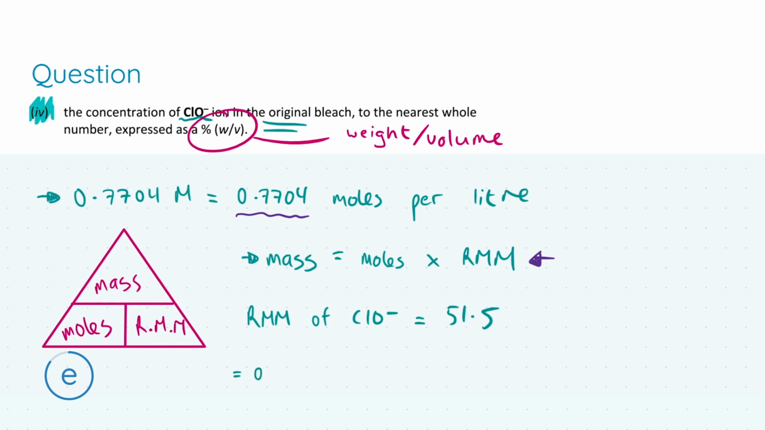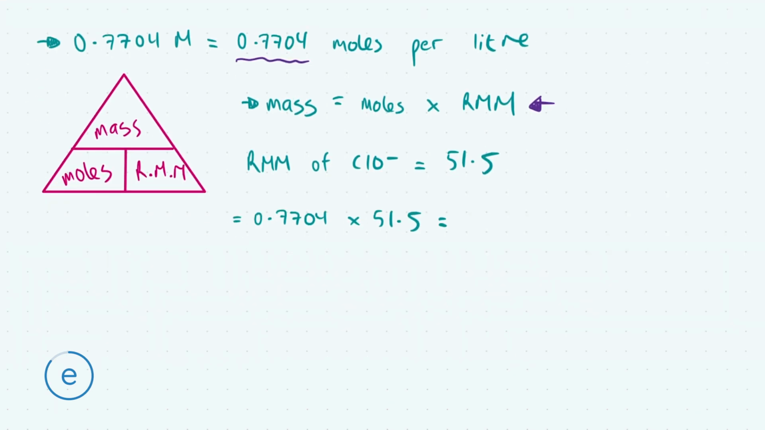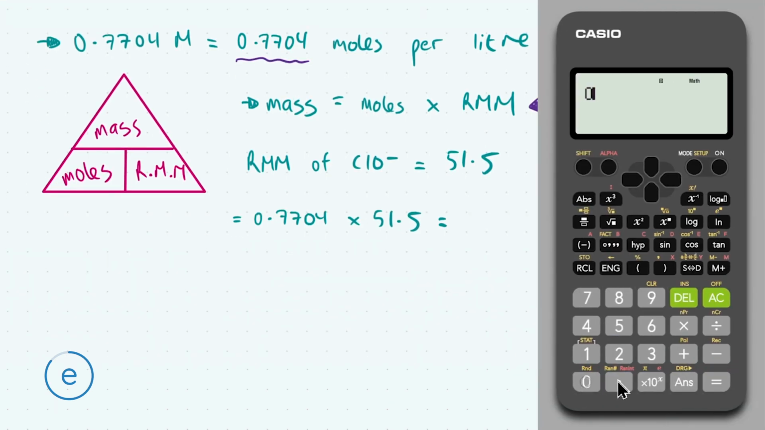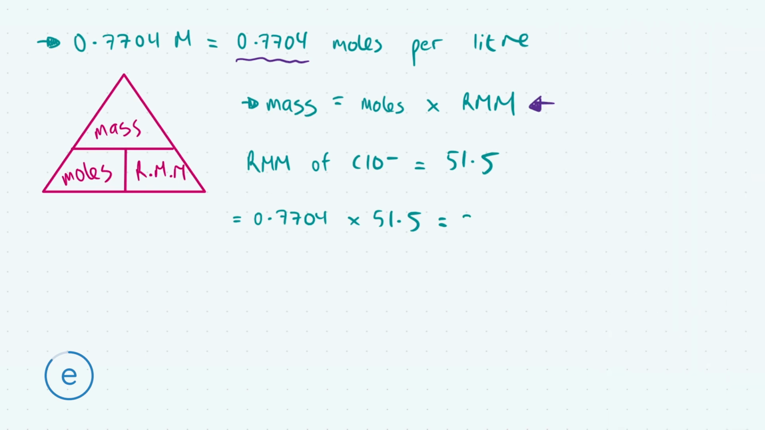What we're going to have is 0.7704, and then we're going to multiply that by 51.5 to give us our mass. So here I'm going to grab my calculator and plug in what we have: 0.7704 times 51.5, and it's going to give us a total of 39.6756. Now, as we were working with mass, this is going to be grams, and an important thing to remember at this time is that this is going to be per liter.